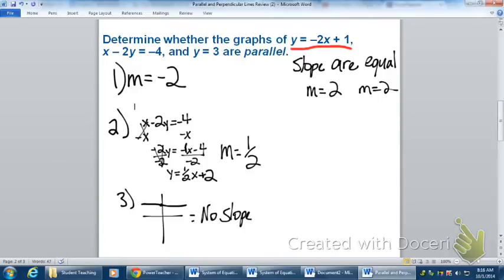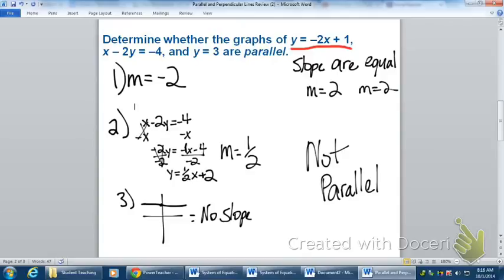Okay? How do we know if they're parallel? Same slope. Oh, if they all have the same slope? Well, if just 2 of them, like if the first and second one had the same slope, you would say the first 2 lines are parallel. The third one is not. Okay. The only thing you're looking at is the slope in terms of parallel lines.